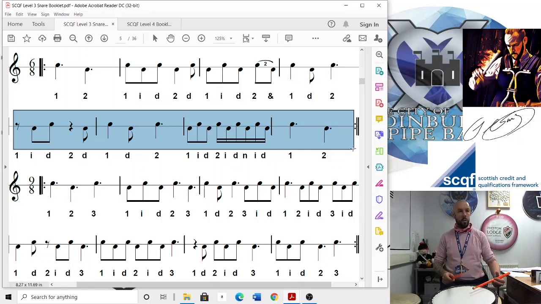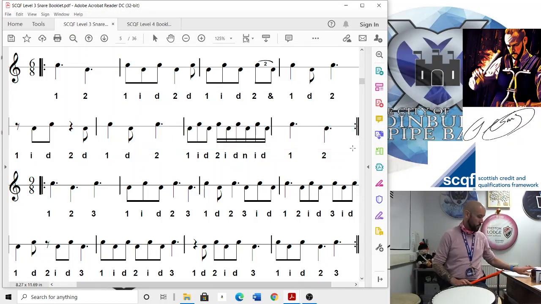I'm going to put the metronome on and we'll give that line a go. 1, 2. So 1 day, 2 day 1, day 2, 1 day, 2 day, day 1, 2. And again, 1, 2. 1 day, 2 day 1, day 2, 1 day, 2 day, day 1, 2. And again.